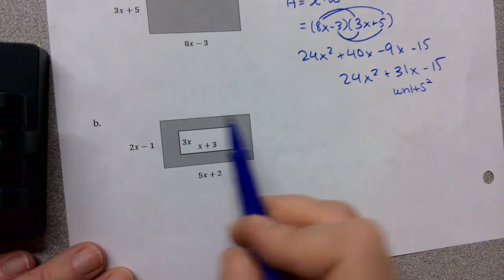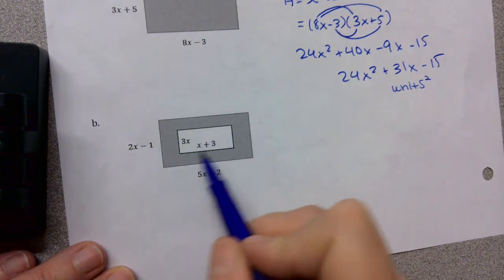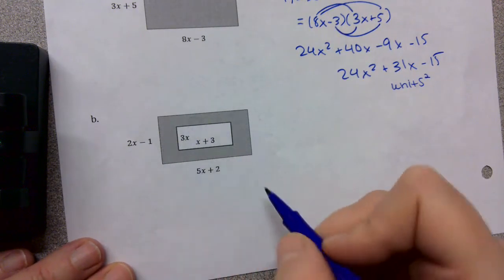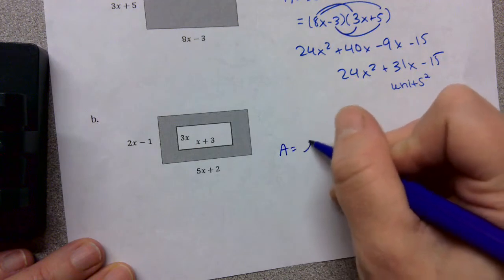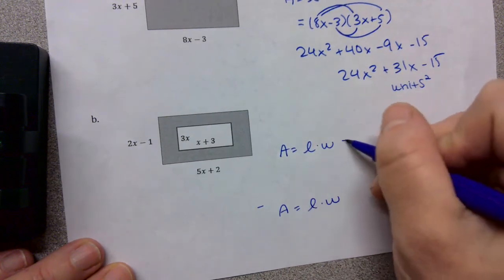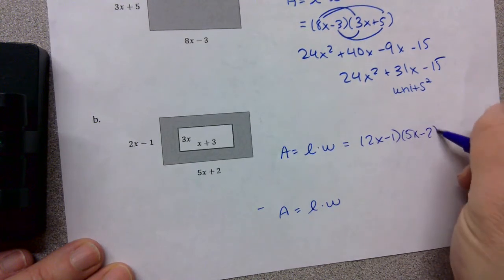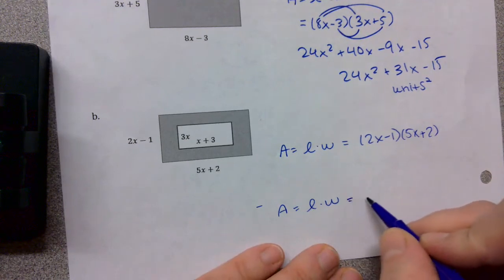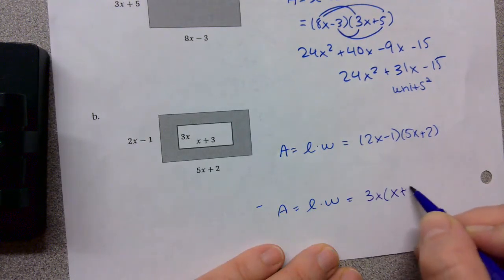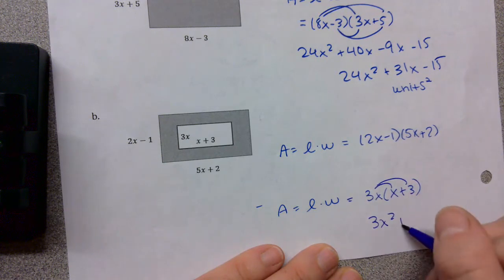Okay, and in here, they want the shaded region. So I have to find the area of the whole thing and subtract this little white box to find the shaded part. So the area of the whole thing minus the area of the little box. So the area of the whole thing is 2x minus 1 times 5x minus or plus 2. And the area of the little white box is 3x times x plus 3. Well, this one's easy. This area is 3x squared plus 9x.